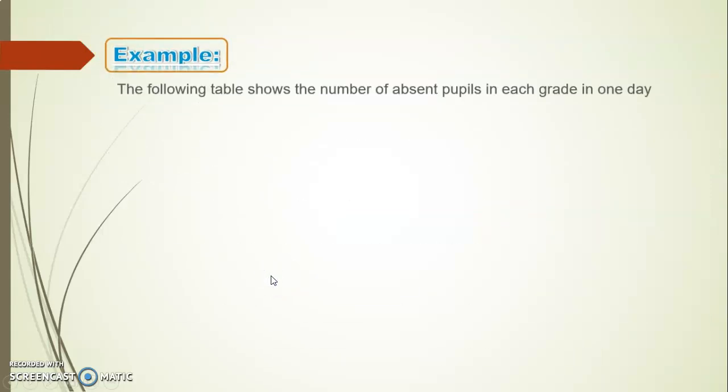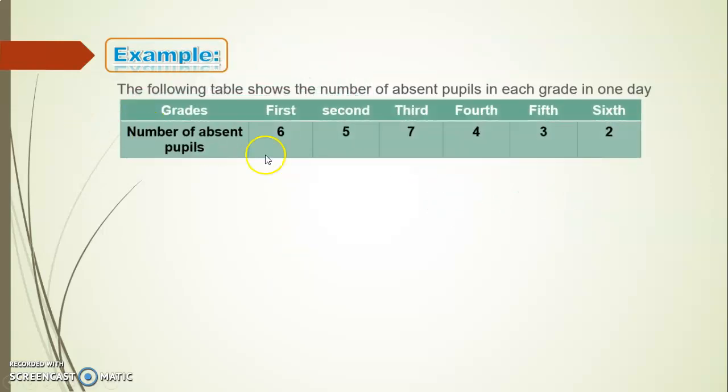Example. The following table shows the number of absent pupils in each grade in one day. Here, this is our table. Here are the grades from 1st, 2nd, 3rd, 4th, 5th, 6th, and here are the numbers of absent students. In the first grade, there are 6 absent students. In the second grade, there are 5. The third grade, there are 7. Fourth, there are 4. Fifth, there are 3. And sixth, there are 2.